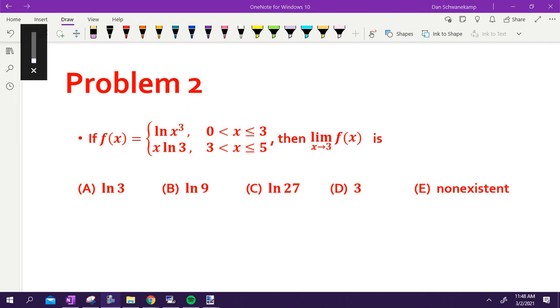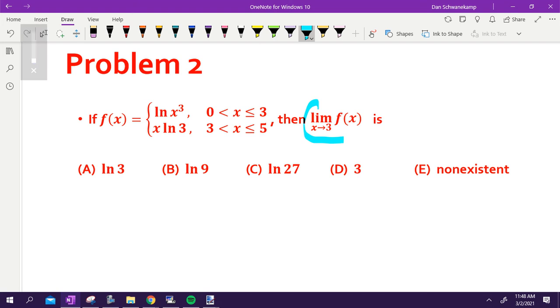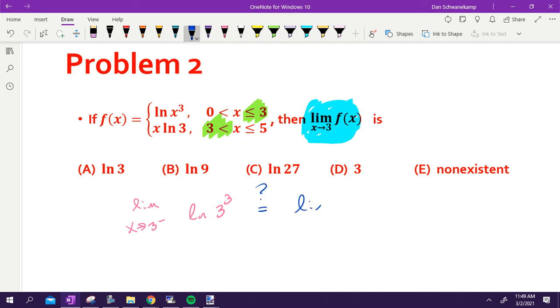Do it. If we are finding a limit as x approaches 3, I need to approach it from both the left and the right-hand side. Which equation am I plugging into if I'm finding the limit from both sides? Both of them, because this is going to tell me from the left, this is going to tell me from the right. So if I'm doing the limit as x approaches 3 from the left, I'm plugging in that top equation. So it'd be the natural log of 3 cubed. Then I'm going to see, is that equal to the limit as x approaches 3 from the right? If they're not equal, it's D and E.